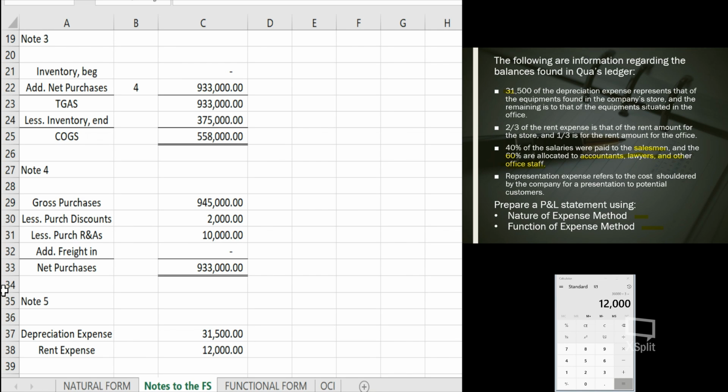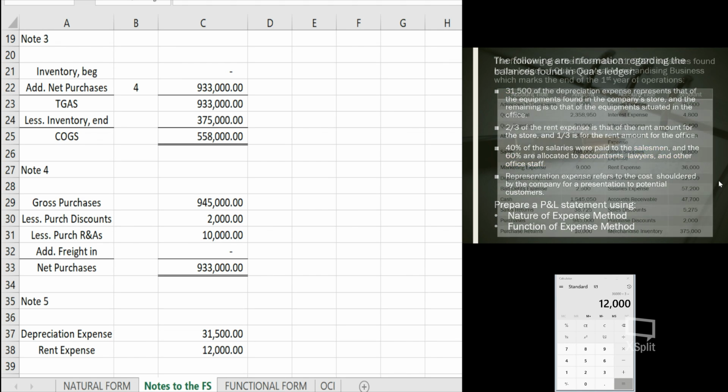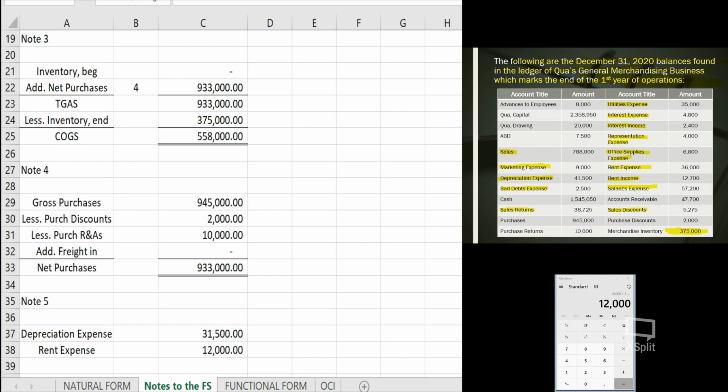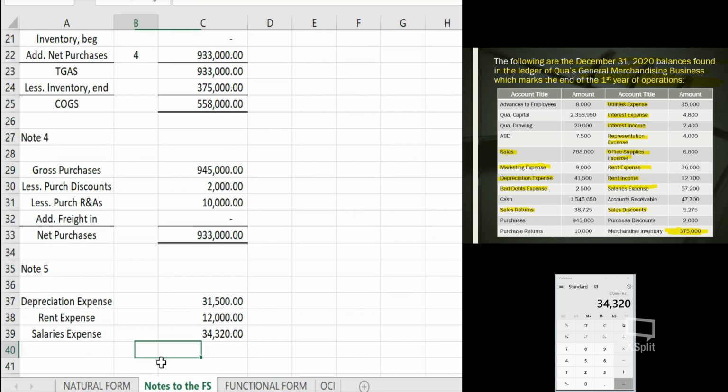Okay? So, magkano nga ulit ang total salaries expense? Tingin sa calculator. Salaries expense is 57,200. So, 60% of this one will be 34,320. Salaries expense, 34,320. Okay? Ano pa?